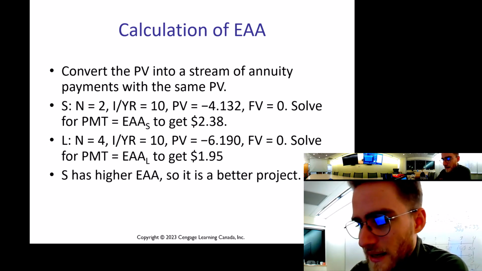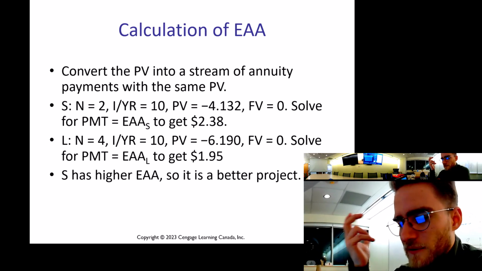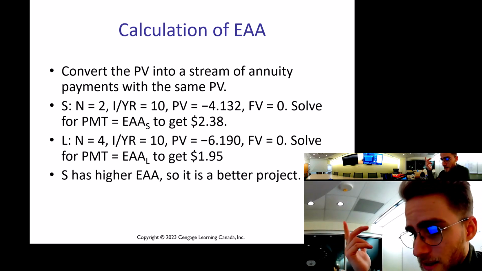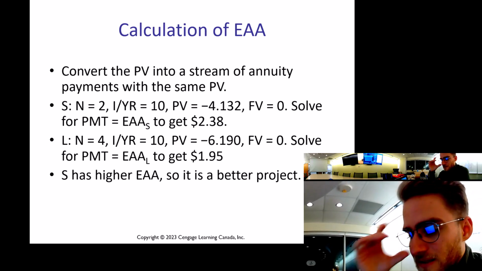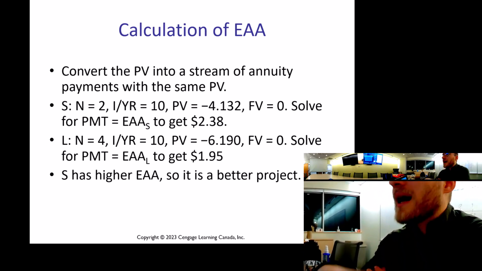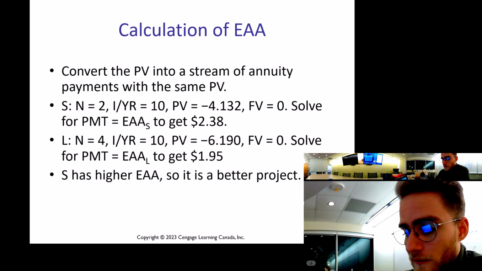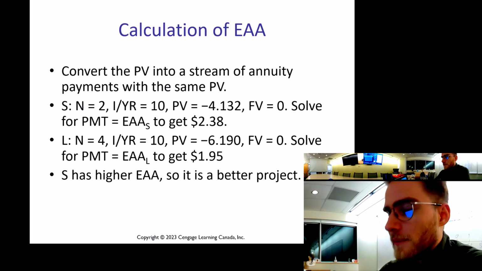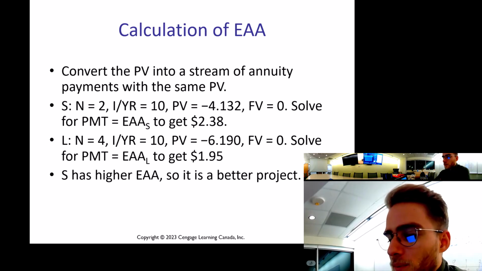The calculation of EAA is basically the payment method, right? If you've done payments in a financial calculator, or the payment formula in Excel, you just plug in the number of years, you plug in your discount rate, and then you use your NPV, which you'll already have. So in this case, we're using a present value of 4.13 for S, and for L, we're using a present value of 6.19. Those are the respective NPVs. And then we use a future value of 0 and solve for payments, right? So on average, S has an average NPV per year of about 2.38, whereas L, the longer project, has an average NPV per year of about 1.95.